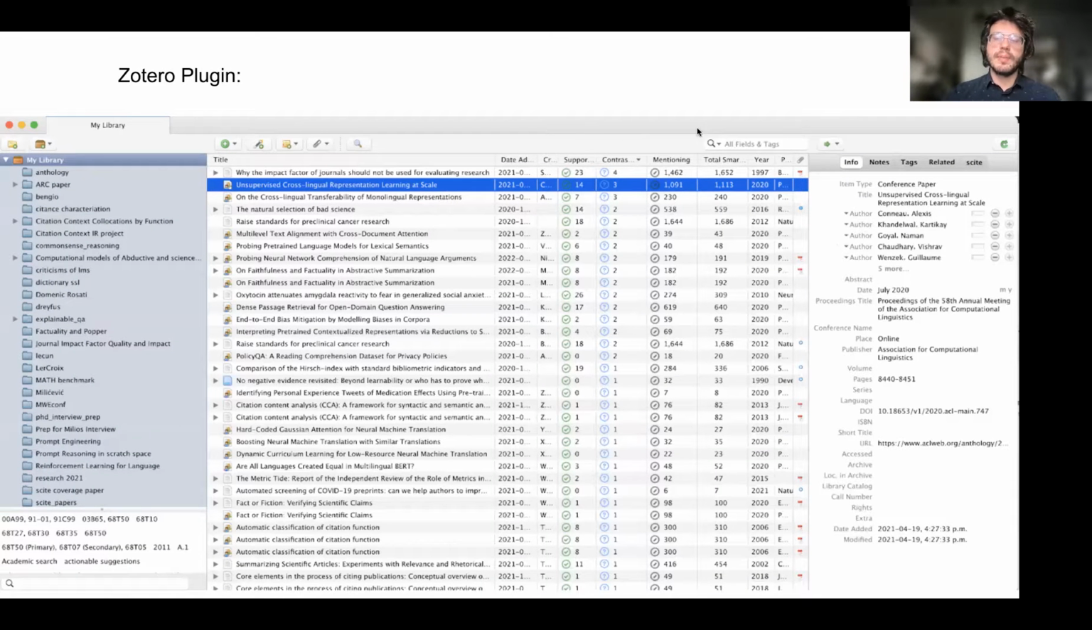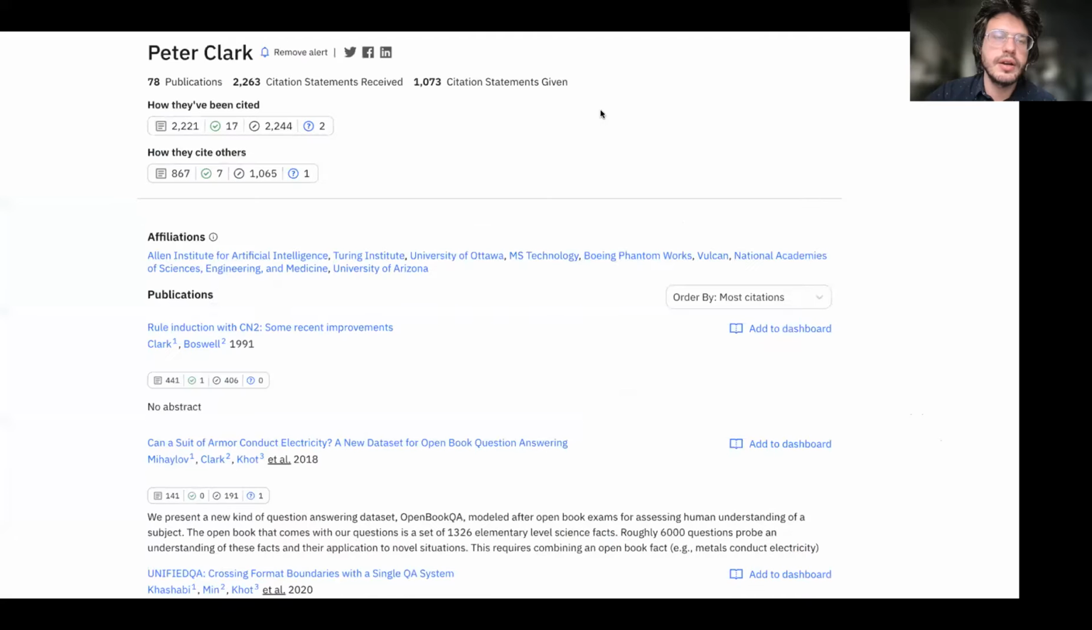We also have a Zotero plugin, which, like the extension, shows the supporting, contrasting and mentioning metrics natively in Zotero. We have author profiles, so you can see how an author's been cited or how they cite others, including supporting and contrasting citations. So anytime you are using Scite, an author's name will be linked to their profile, so you can inspect these things.